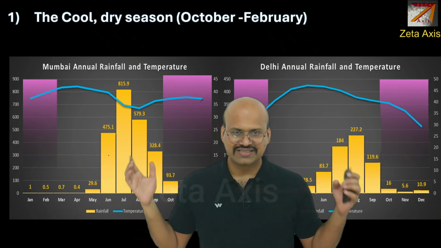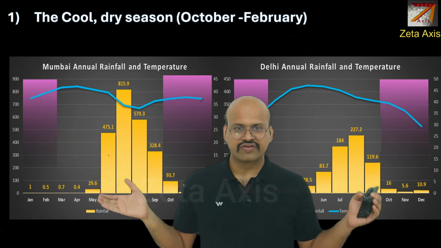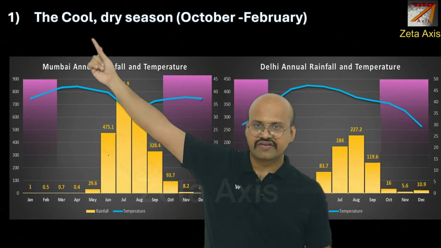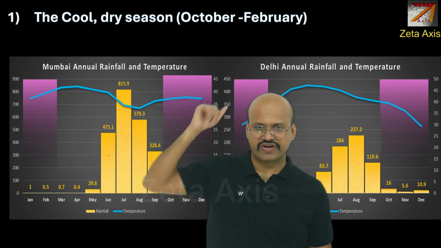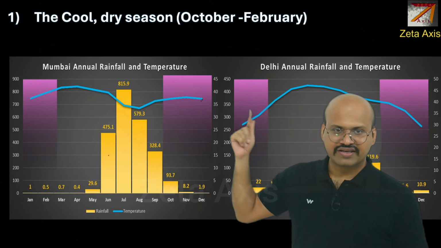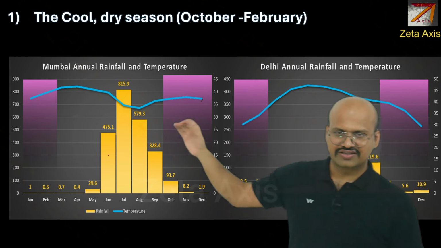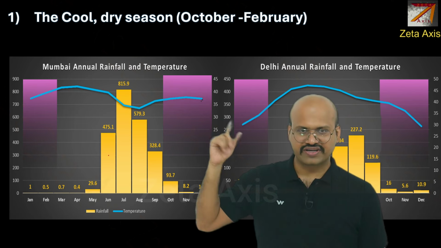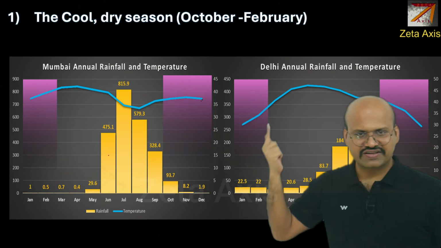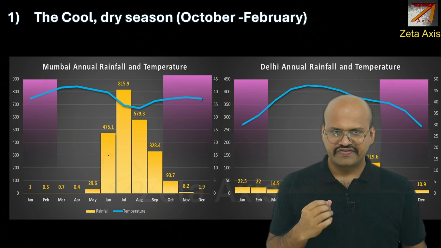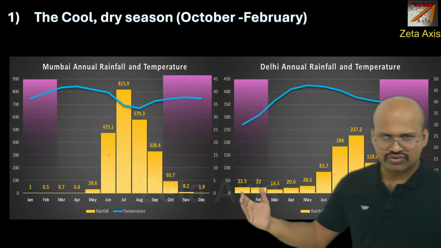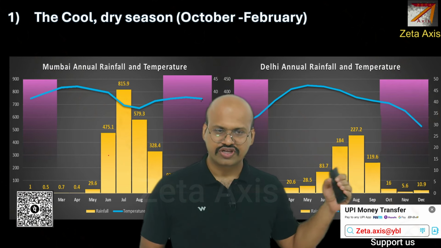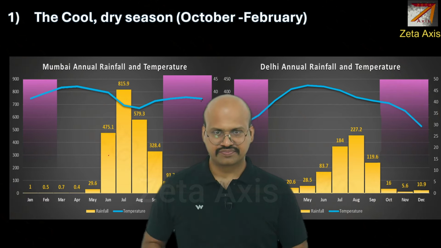Here are the rainfall graphs of the tropical monsoon region. We can clearly see that the first is the cool dry season from October to February. Here we can see that there is a temperature drop in Delhi. This is for Delhi and this is for Mumbai. Mumbai does not see significant change in temperature during the winters, but in the Delhi region we can see that there is a significant drop in the temperature in the winter season. The rainfall is also very less compared to the monsoon season. So it is the cool and dry season.